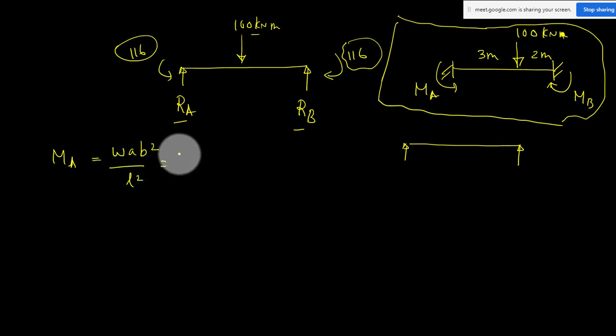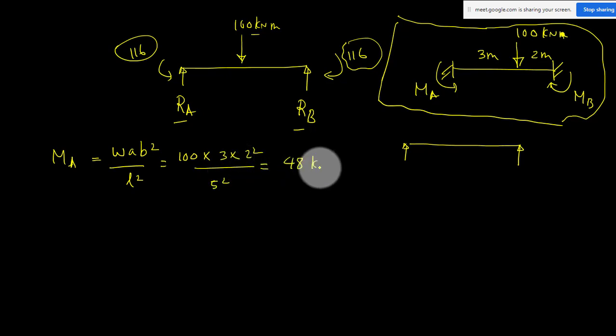So this is equal to 100 into A is 3 meter and 2 square by L is 5 meter, 5 square. So if you solve it, you will get 100 into 3 into 2 raised to 4, 1200 by 25. So you will get 48 kilonewton meter. That is your moment. What is the direction?